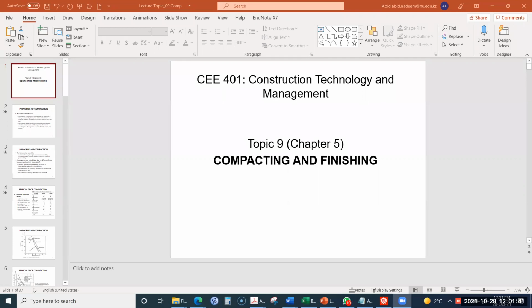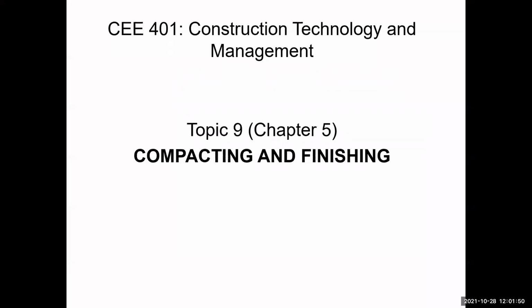So today we are going to start topic number 9, which is chapter 5 of the textbook. This is about compacting and finishing. This topic connects with our previous topic in a way that we have also considered one of the conditions of the soil, which was the compacted condition. So we had the bank condition of the soil, which is excavated, and we had the loose condition of the soil.